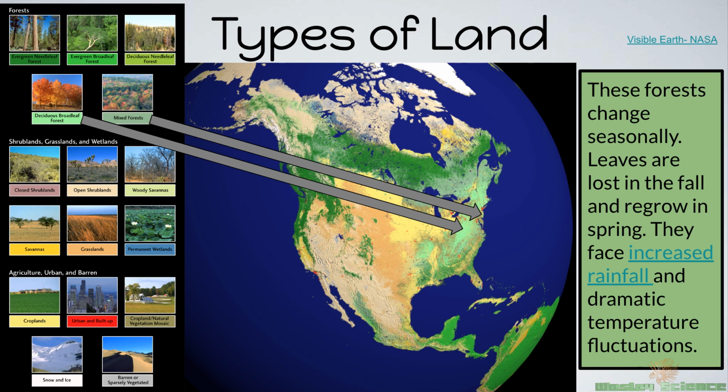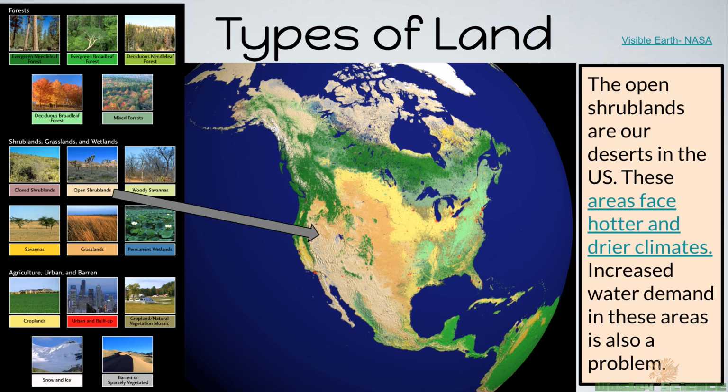If we focus on another type of forest, these forests on our side of the United States are more seasonal. Their leaves fall in the fall and then they regrow in the spring. They are facing increased precipitation and dramatic temperature fluctuations. Then you have the open shrub lands in the desert. These areas are facing hotter and drier climates, and increased water demand in these areas is also a big problem.